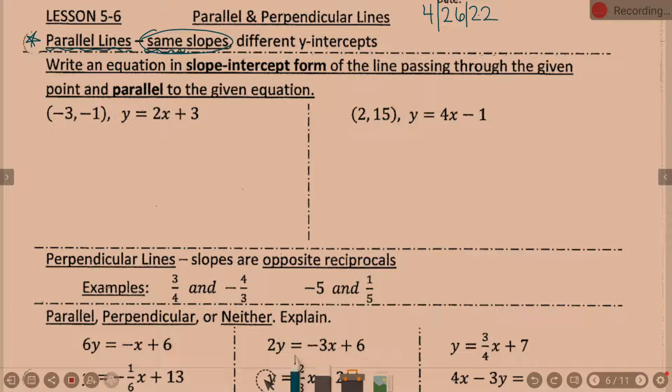Now, in this first section, they ask us to write an equation in slope-intercept form of the line passing through the given point and parallel to the given equation. So, first of all, dig in your brains or dig back further in your notes. What is slope-intercept form? Don't just give me random words. Find where it says slope-intercept form in your notes and tell me what it is.